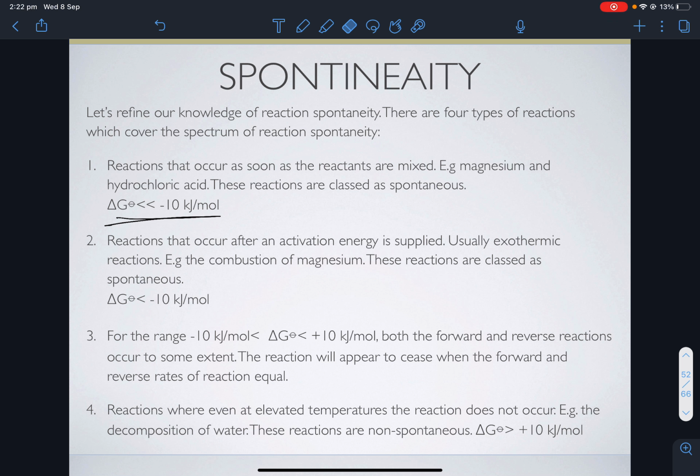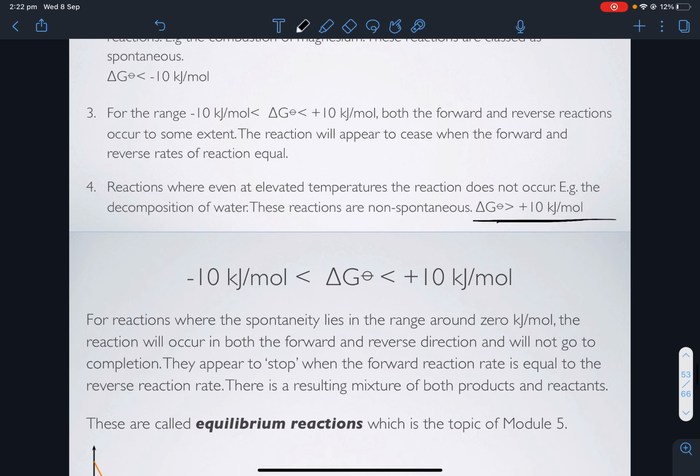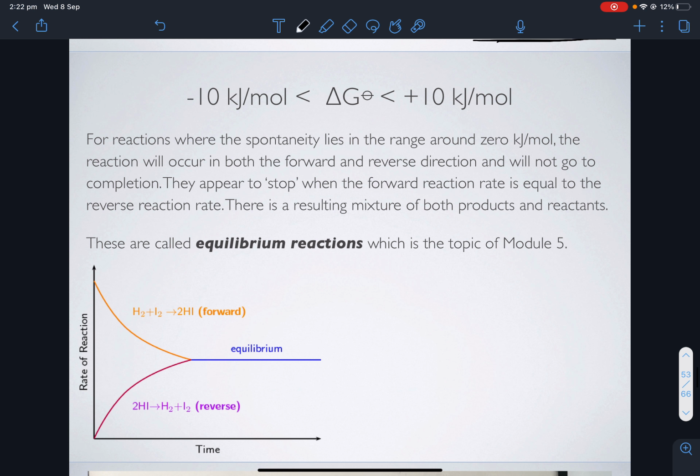Reactions where even elevated temperatures will not make the reaction occur usually have a Gibbs free energy of greater than positive 10 kilojoules per mole. So if you're getting positive 10 kilojoules per mole and over, there's not much you can do. That's not happening, okay? Then there's this grey range between negative and positive 10 kilojoules per mole. As I was just saying, both the forward and reverse reactions are somewhere around the goalposts of spontaneous, so you get both happening at the same time.